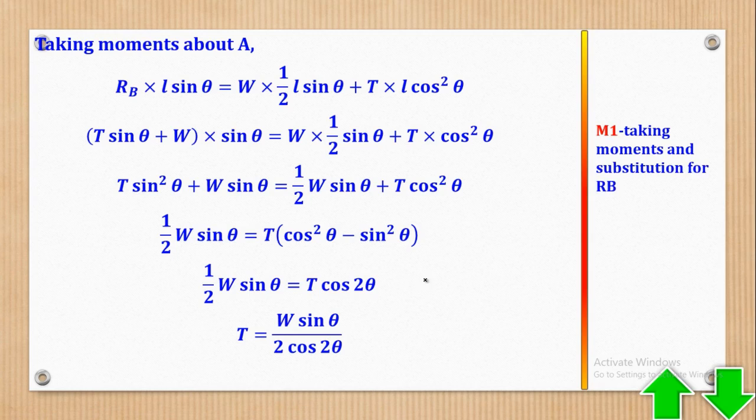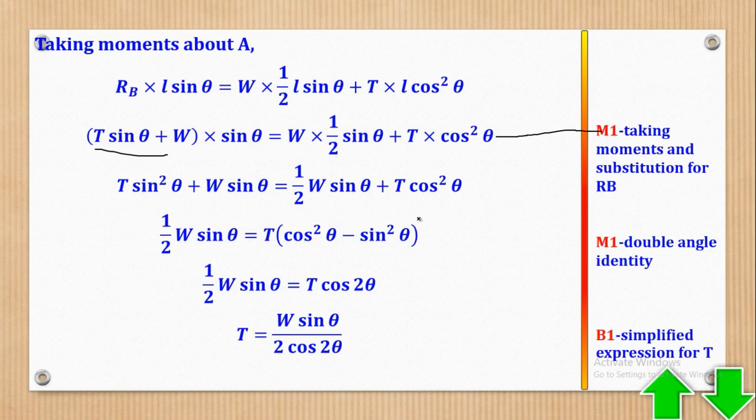Now let's see how much can be awarded. M1 for taking moments and substituting for RB. Then M1 for double angle and B1 for simplified expression of T.